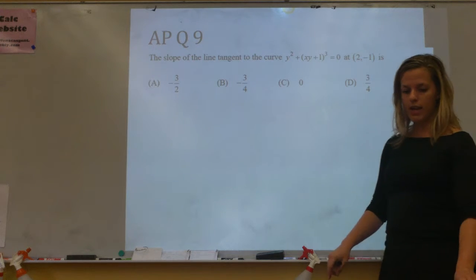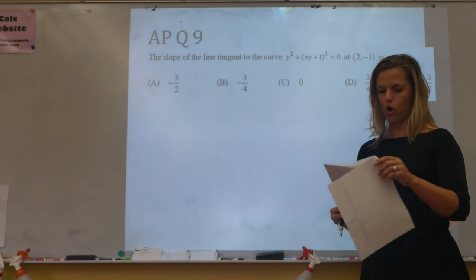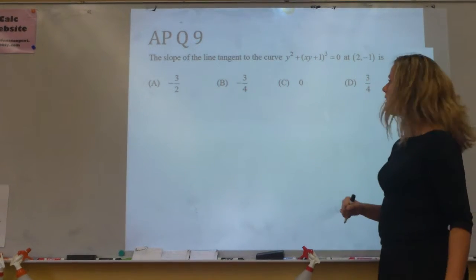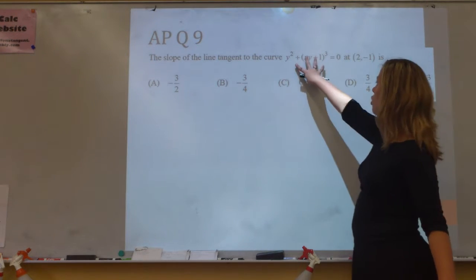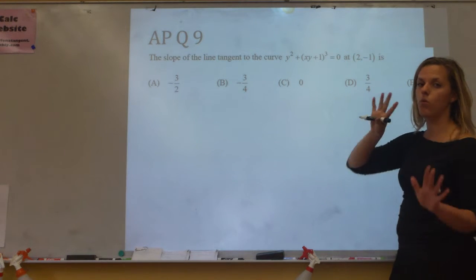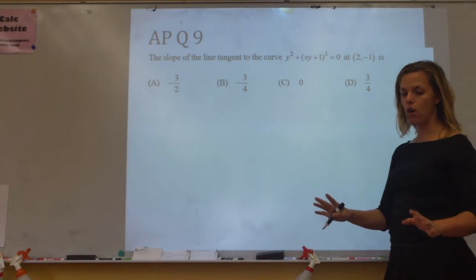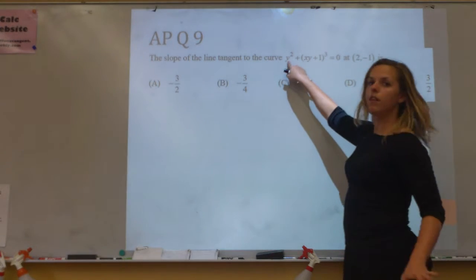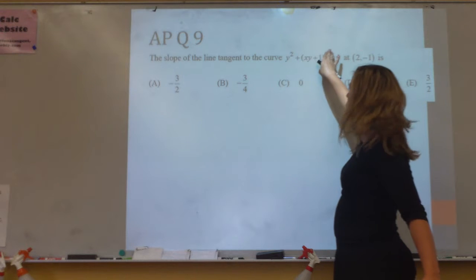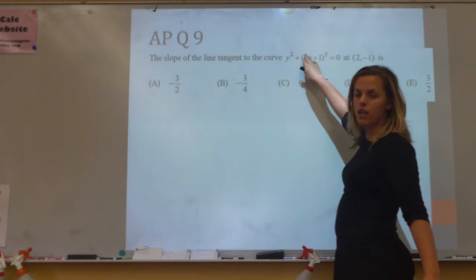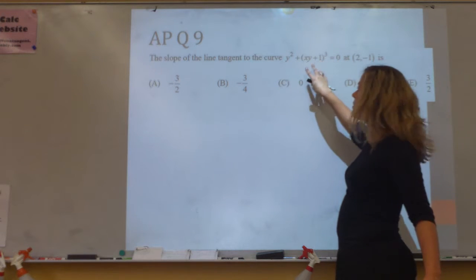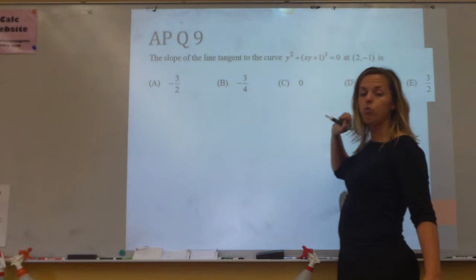All right, let's do APQ 9 mostly on your own. You're going to do this solo. This is the last one. You've almost made it. The slope of the line tangent to this curve at this value is this. Now, before you go and take the derivative, this derivative is a little bit tricky. You're going to do 3, inside stays the same, squared, times the derivative of the inside. For the derivative of the inside, you're going to have to use the product rule.